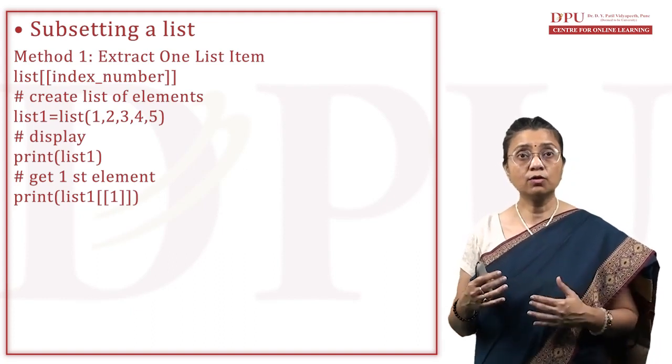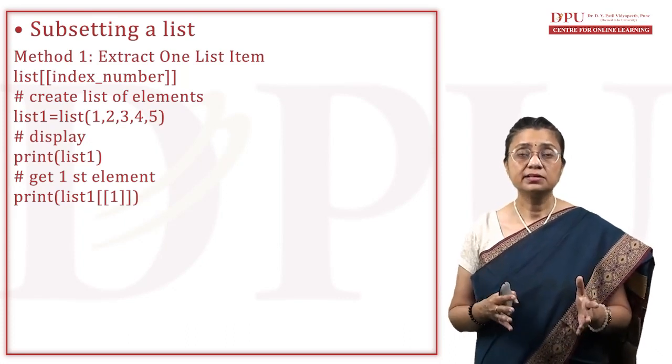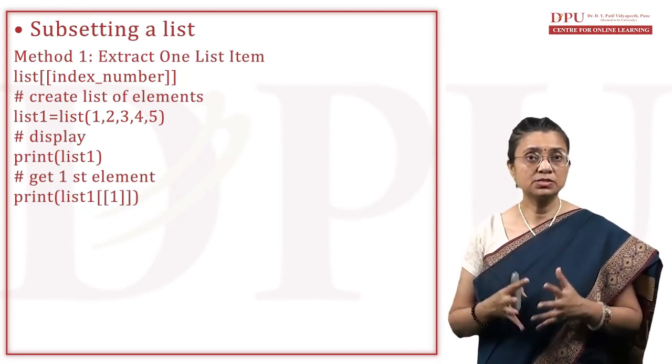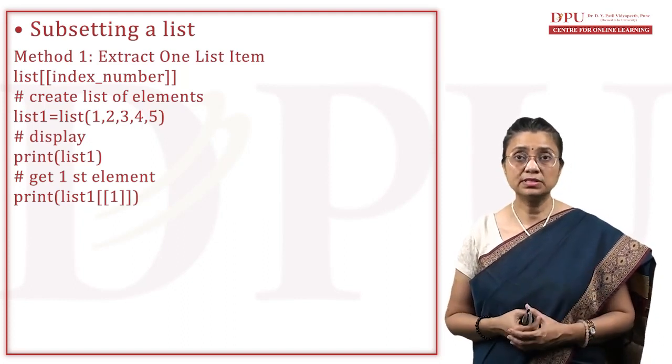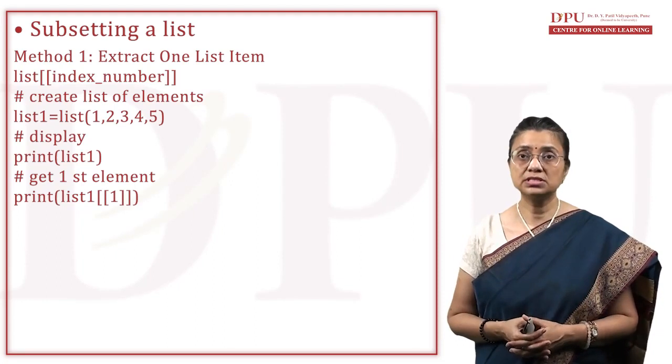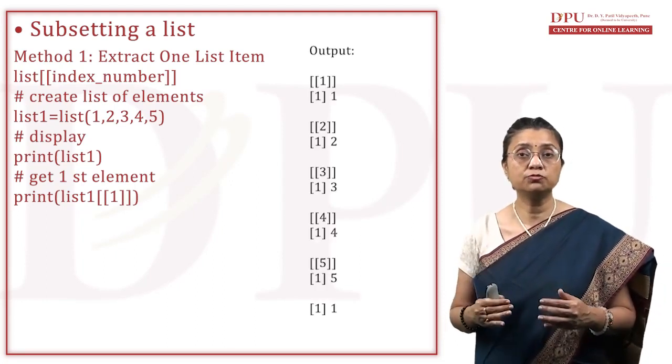Now, suppose I want to print the first element. Very simple. You can see print within brackets list 1, within double square brackets 1, which means I'm extracting the first element. The first element is 1. And on the right hand side, you can see the output. The output has the first print command, which is printing 1, 2, 3, 4, 5.